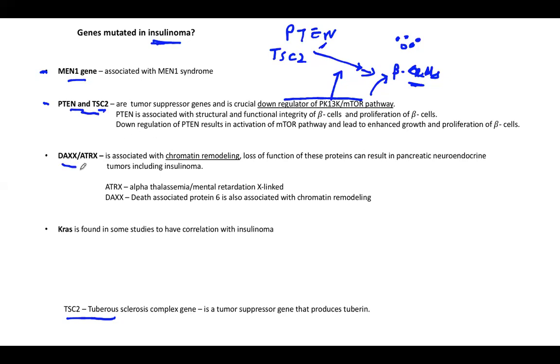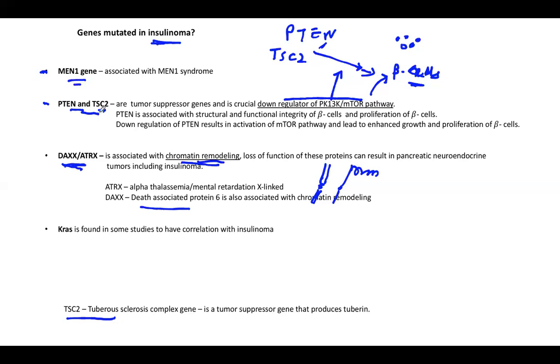Then there are DAXX and ATRX genes. DAXX is the name, death domain associated protein 6, but we do not need to remember that. These two genes are associated with chromatin remodeling. Chromosome has two copies, and it keeps going from one copy to two copies. It goes through chromatin remodeling for expression of genes. So this is also a delicate process, and if there is any defect in this, then it also predisposes to insulinoma.